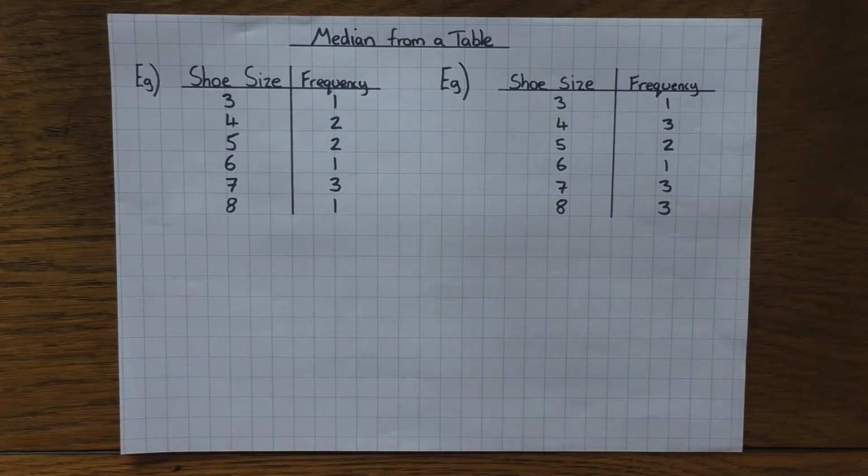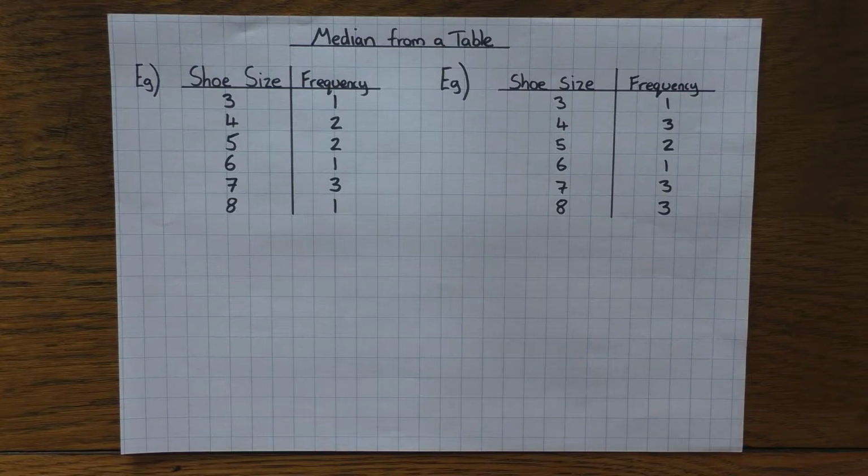Hi guys, in this video I'm going to show you how you work out the median from a table. I've already made a video previously looking at how you work out the mean, mode and range, but the median is slightly trickier, which is why I've done a separate video for it. I've got 4 examples, and I'm going to show you 2 methods of how you can work it out. Okay, so let's get started.